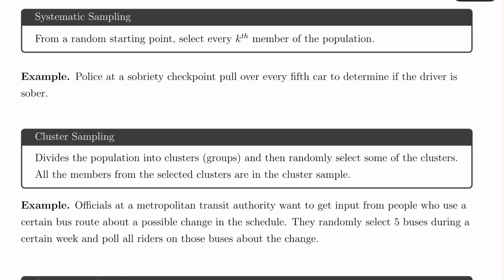Systematic sampling. From a random starting point, every kth member of the population is selected. So let's look at an example. A police officer at a sobriety checkpoint pulls over every 5th car to determine if the driver is sober. So the police officer has to start at a random starting point. That's the important thing about systematic sampling. And then from that random starting point, he or she selects every 5th car. So it's a systematic sampling.